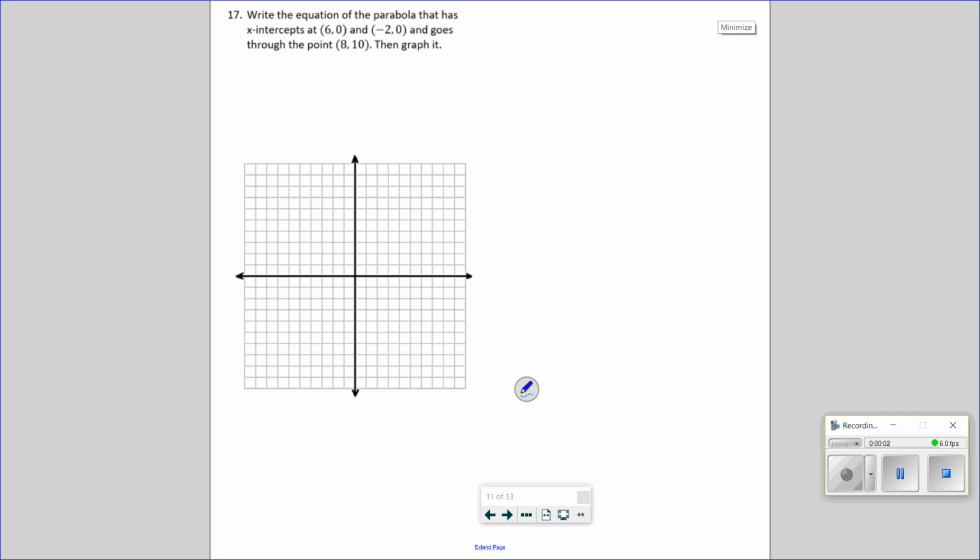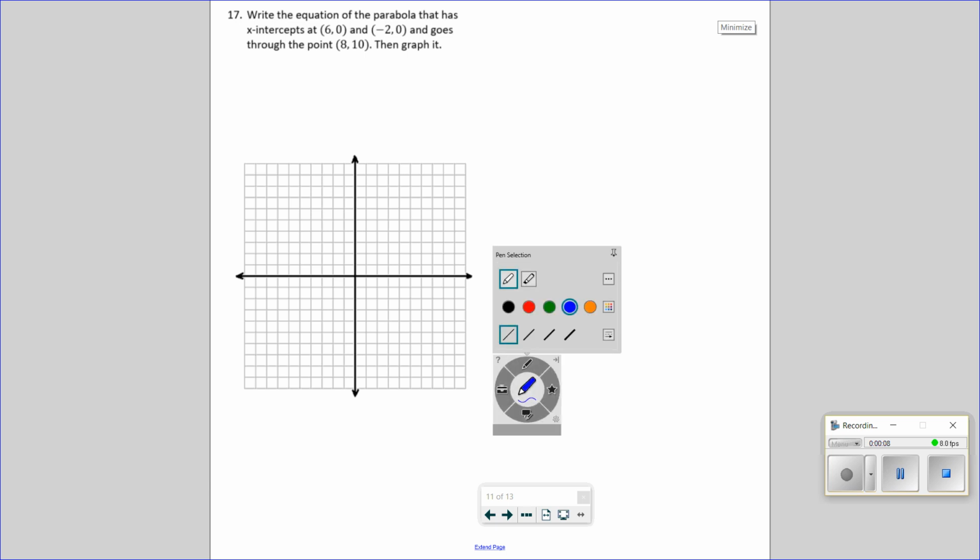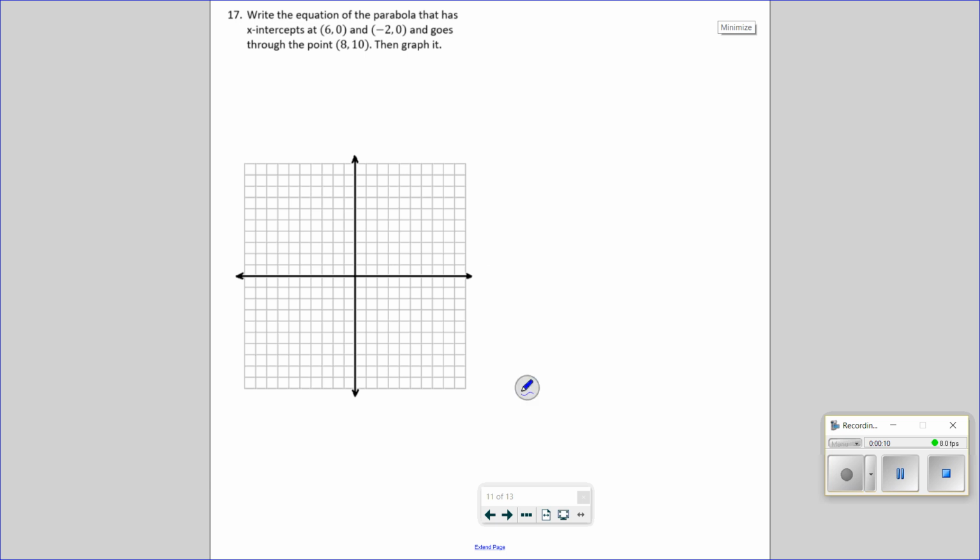Looking at number 17 from our review, we are going to write the equation of a parabola given x-intercepts and another point. So since we are given the x-intercepts, we have to write our equation in factored form, which is this form right here.